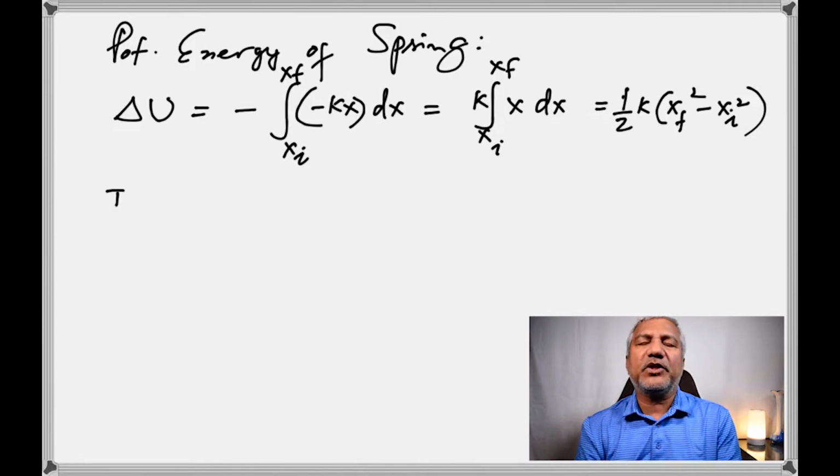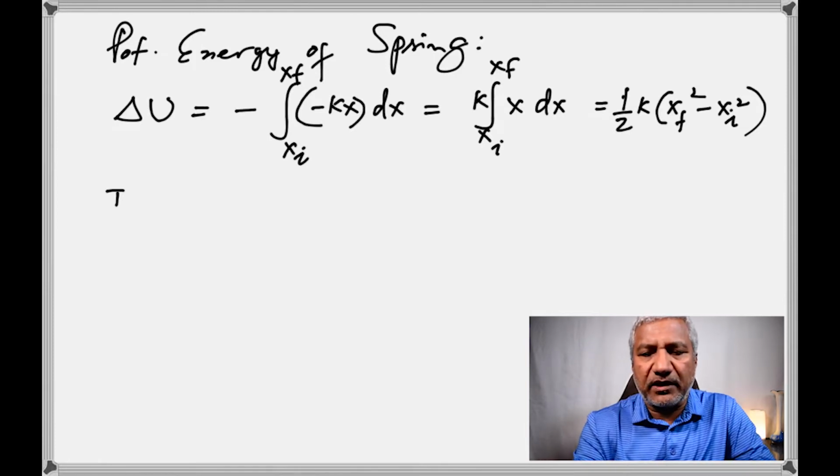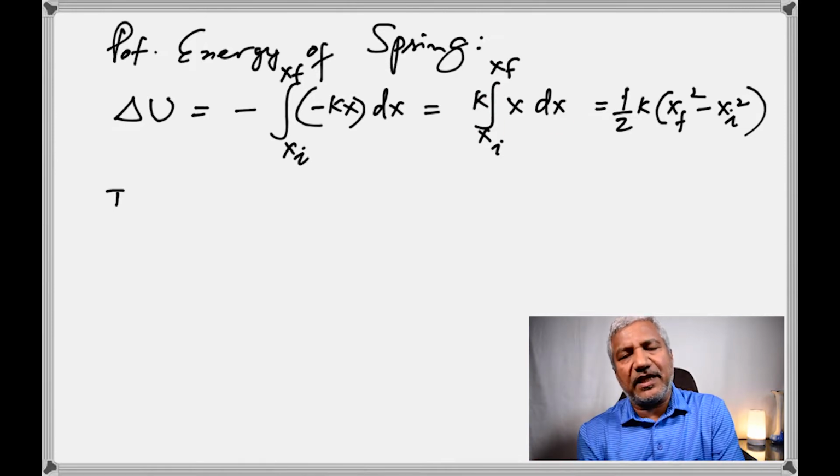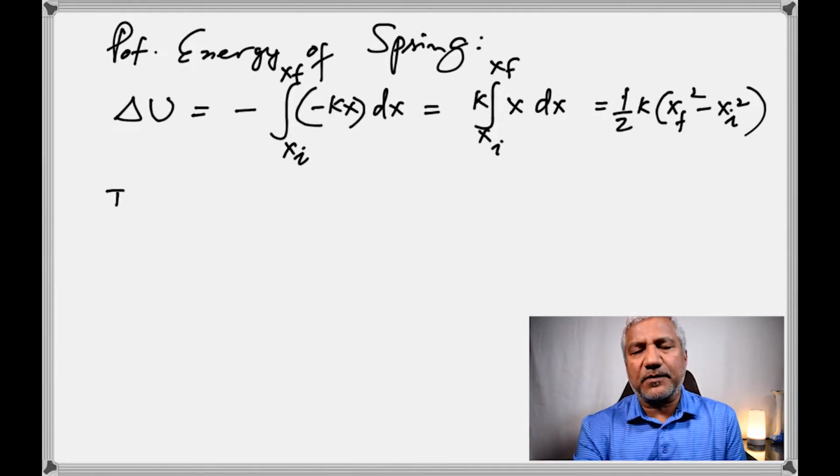Why? Because we know that the force in a spring is negative kx, where k is the spring constant, which signals how tight the spring is. For a tighter spring, k is high. So once you put that into the integral, you take the constant out, integrate x dx, you get x squared by 2. And when you substitute the limits, you get the formula as 1/2 k (xf squared minus xi squared).